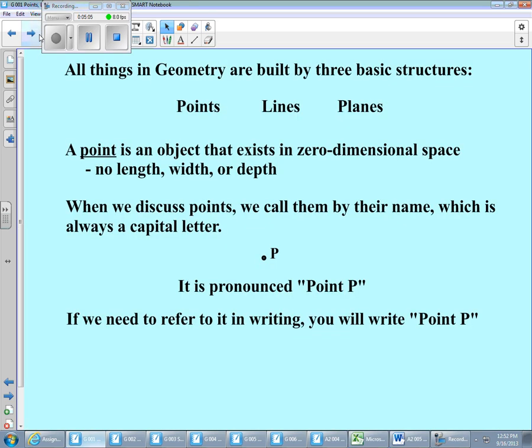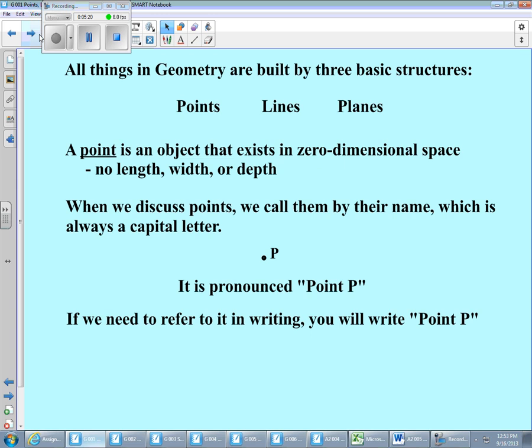Okay, but back to Euclid. Euclid's ideas: he broke everything down into three basic constructs, the points and the lines and the planes, and he concluded that everything in geometry can be built out of these three items: points, lines, and planes.